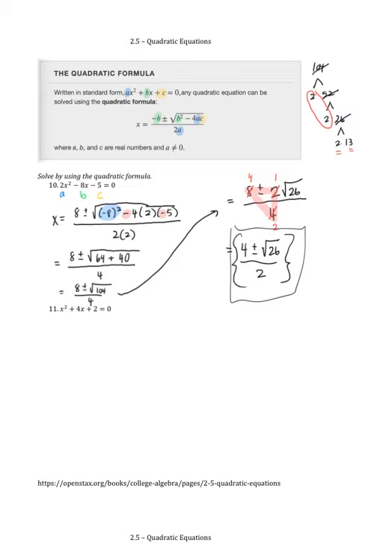It's in descending order. It's set equal to 0, so I'm ready to start using my formula. So x equals the opposite of b. So b is a positive 4, so it'll be a negative 4, plus or minus the square root of b squared minus 4ac, all over 2a. So now we're going to reduce, so negative 4 plus or minus the square root of 16. I only have one negative, so it's going to be minus 8 all over 2.